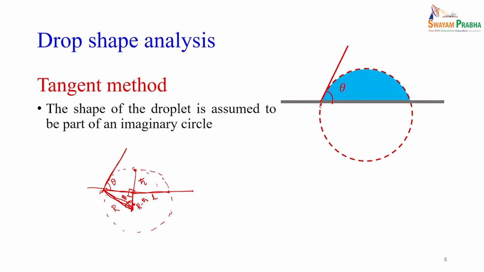So, what we are saying is, we are drawing a tangent. Before drawing the tangent, we are assuming this part, the shape, is part of an imaginary circle, and from the imaginary circle, with its center point, we know the value of its radius, and we can calculate the value of theta.